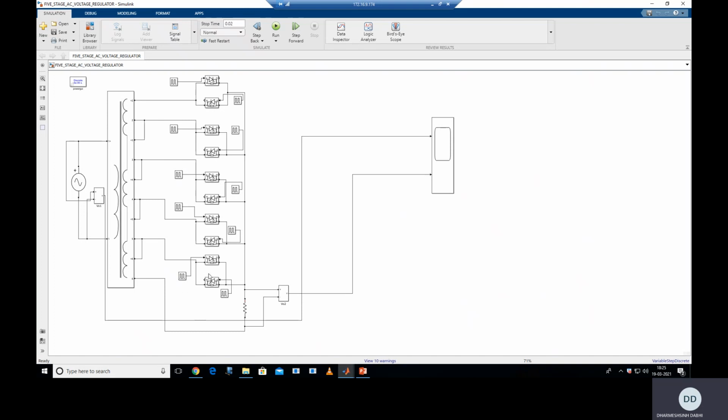So by turning on the first stage and turning off the remaining stages, you get the voltage across the load side, that is 46. By turning on stage 2 and turning off the remaining stages, you get 2 secondary winding voltage, which means 2 times 46 across the load side. Same way, by turning on the third stage, you get 3 times 46 across the load side. If you turn on the fifth stage only, then you get 230 volt at the load side.